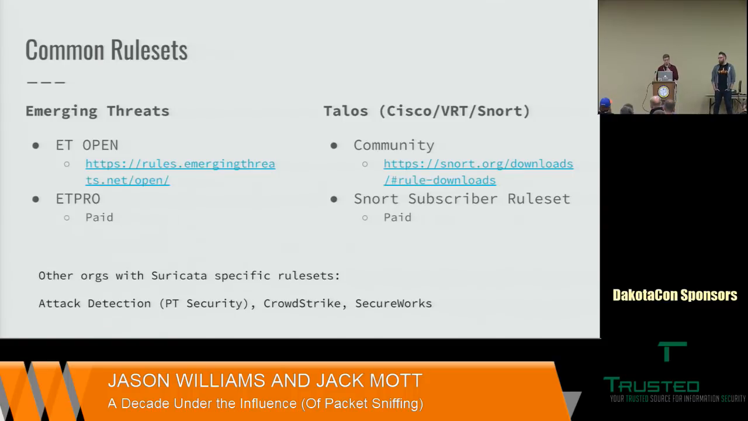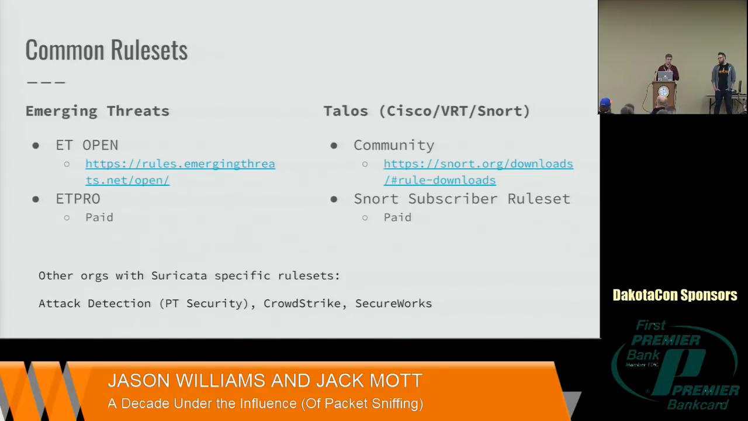But then the pro rule set is more like what we do day to day. We're the ones finding the samples, we're the ones reversing them, we're putting in a bunch of work there, so that it's a little bit more expansive, it has a little bit more coverage, but that one costs money. And it's not a ton of money, but it's per sensor, so it can get expensive.